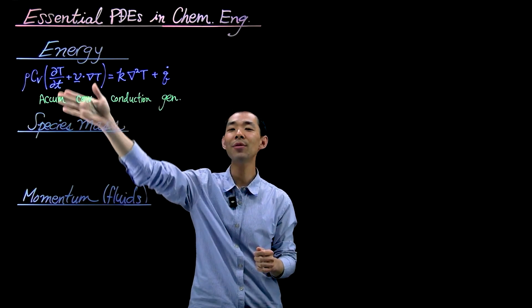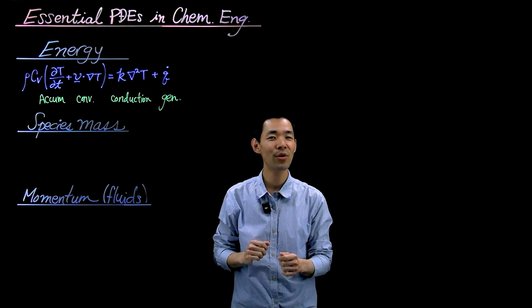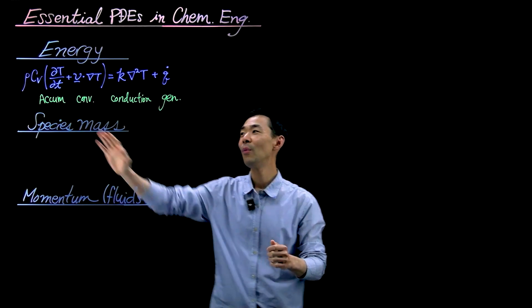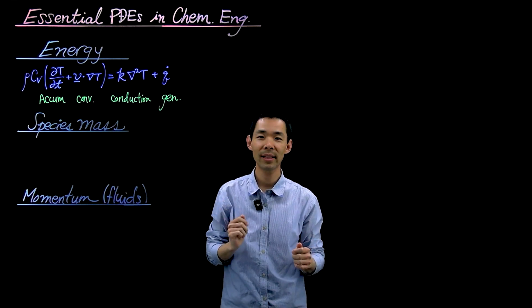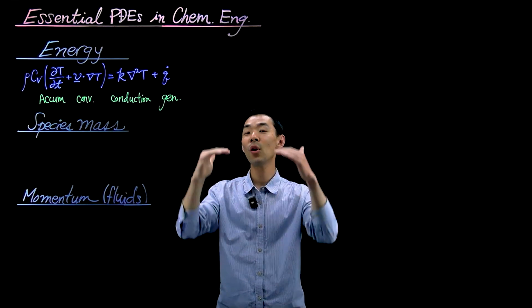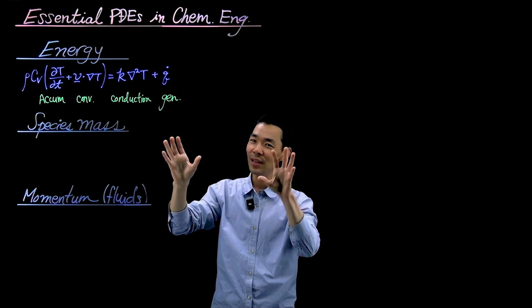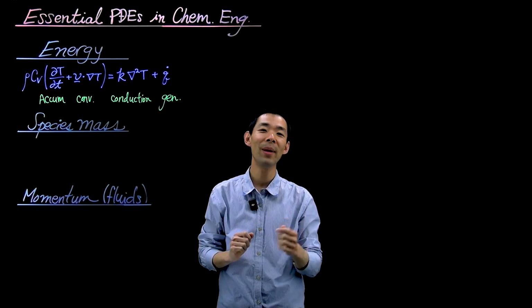Now, this energy balance is not written in the most general form. For example, we've assumed a constant density. We've assumed a constant thermal conductivity. If you want to generalize that, you have to go one step up and see where those terms go if you don't make these assumptions.